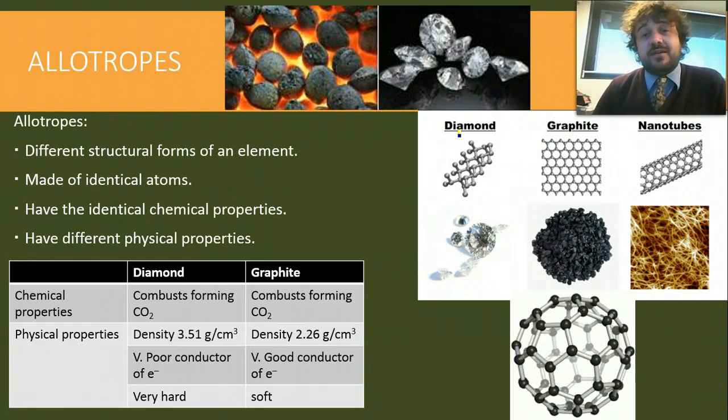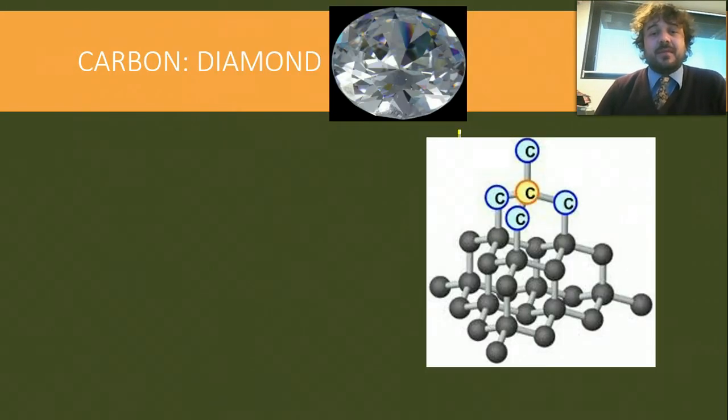And we say graphite's quite soft. All right, so how does it get there? So let's have a look at the 3 allotropes of carbon that we're going to focus on in chemistry this year. So we've got diamond.